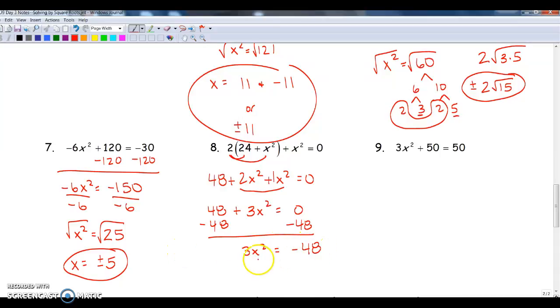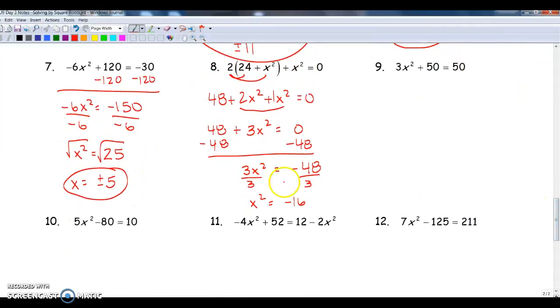And then we're going to get rid of the 3 by dividing it. We get x squared equals negative 16. And then to get rid of the squared, we have to square root. Well, now this time we're square rooting a negative number, and we've talked about that before. Square rooting a negative number is not going to work. So after all that work, our answer is just going to be no real solution. X is not going to be a real number. It'll be an imaginary number.